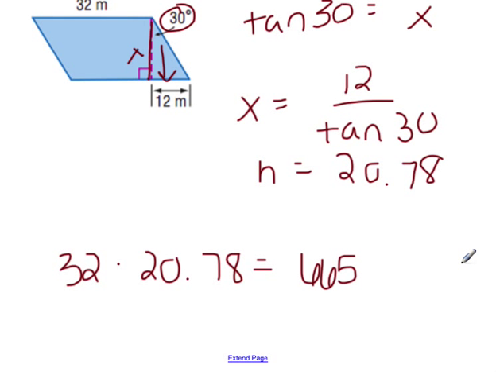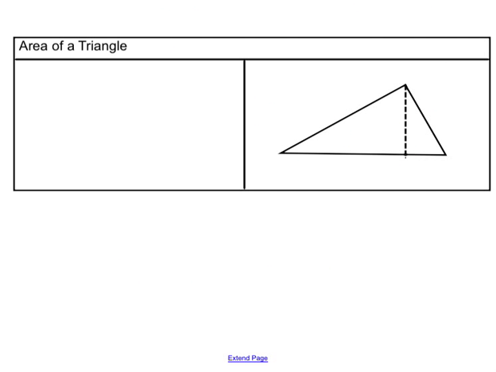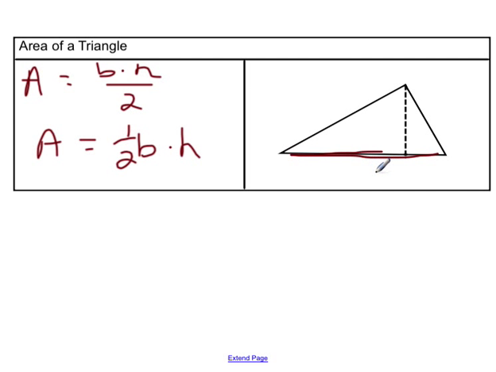Remember, our area is always squared because that was the label originally given to us. Okay, let's take a look at the area of a triangle. To calculate the area of a triangle, you use area is equal to base times height divided by 2, or area is equal to 1/2 your base times your height. This long side right here is going to be my base, and my height is this dotted altitude of the triangle. So let's put this to use.